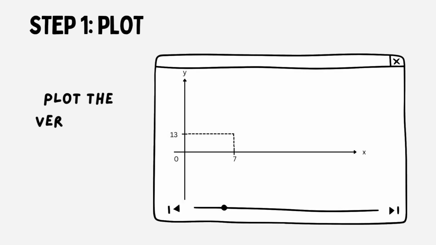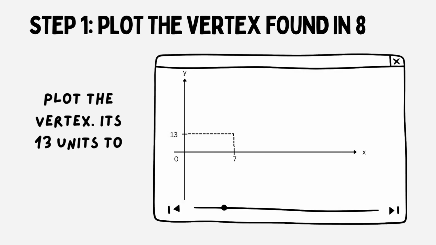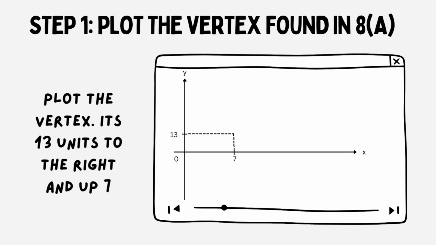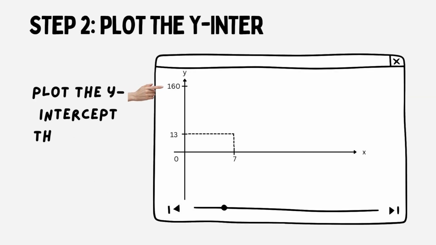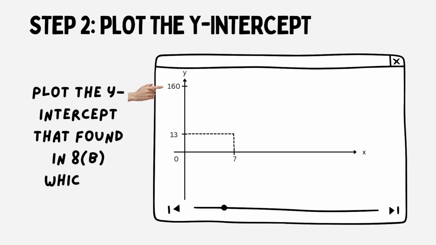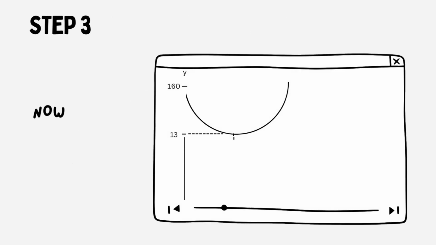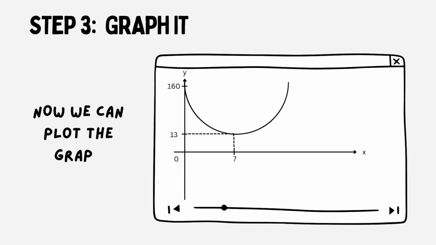To do this question, first you need to plot the vertex found in question 8a, which is 7 and 13, into the graph. Then, after you have plotted the vertex, you need to plot the y-intercept found in question 8b, which is 0 and 160. For the last step, after you have plotted the vertex and the y-intercept, now you can draw the graph of the function, but please make sure that the arc passes through the y-intercept and vertex point.